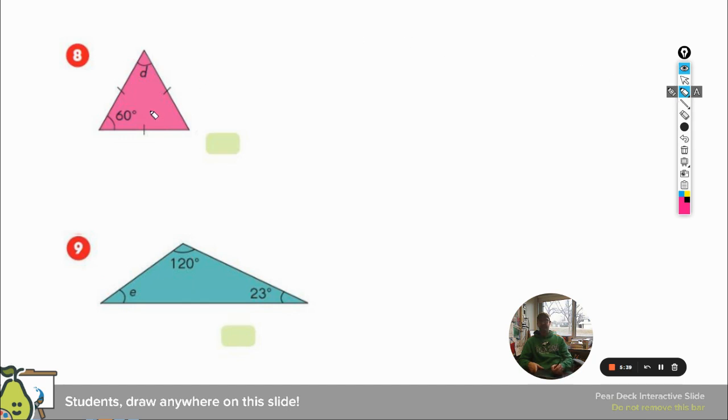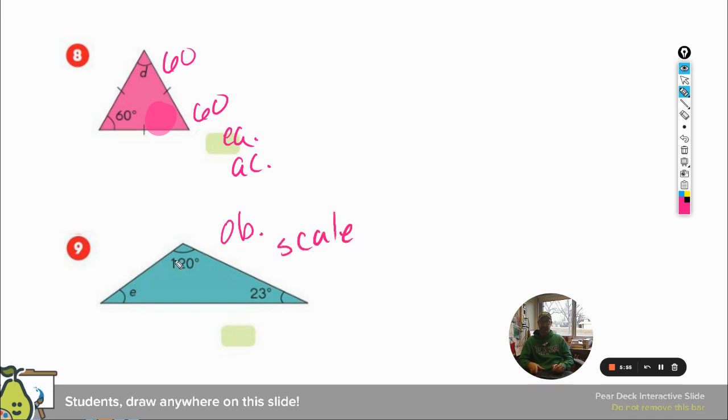All right, number 8's an, oh, that's the wrong tool. Number 8 is an equilateral acute. All 3 sides are equal. That means all 3 angles are equal. Equilateral acute. This is an obtuse triangle, and it's also scalene. All 3 sides are different. All 3 angles are different. That's going to be a 37 there. 120 plus 23 is 37. Next.